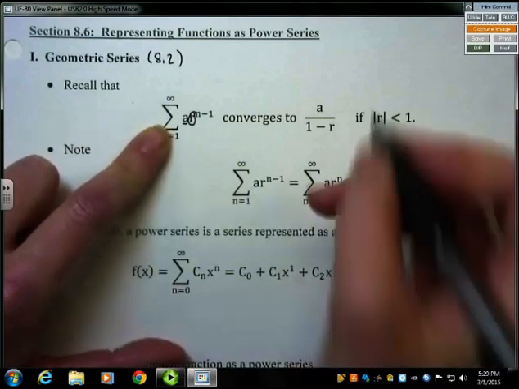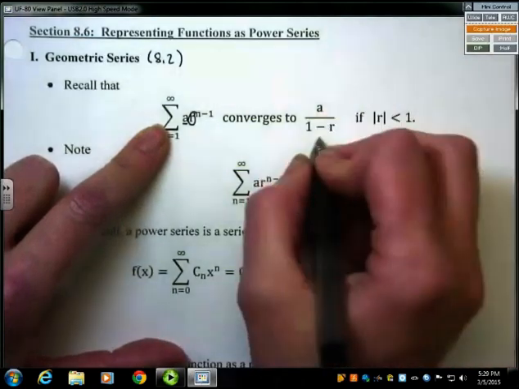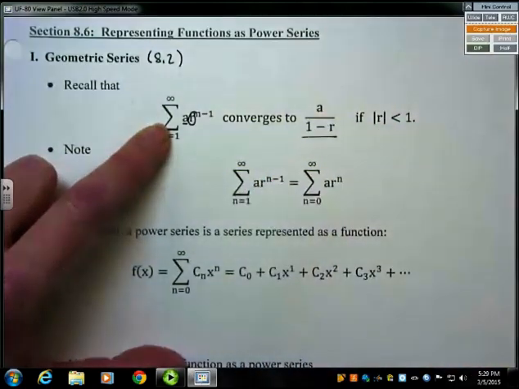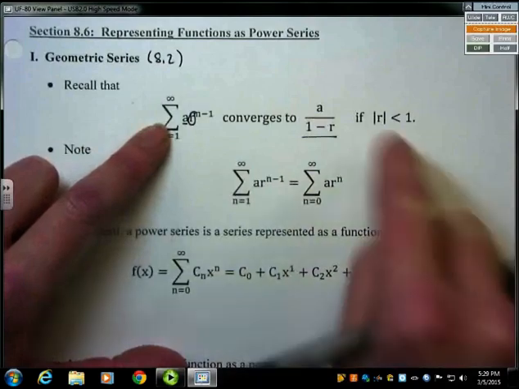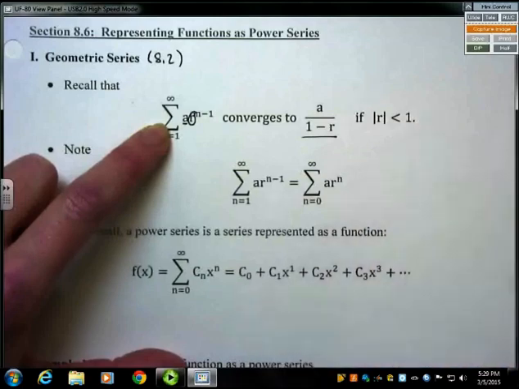We know that this converged when the absolute value of the common ratio was less than 1 and that it converged to a over 1 minus r. If the absolute value of r was greater than or equal to 1, it diverged.